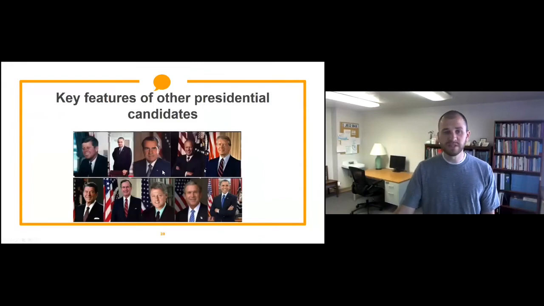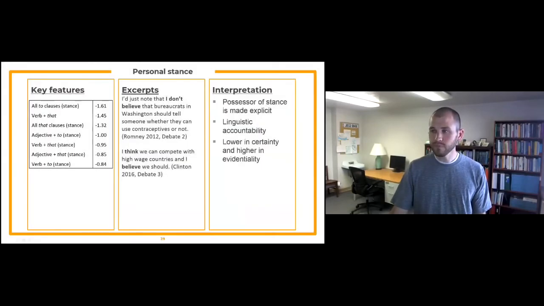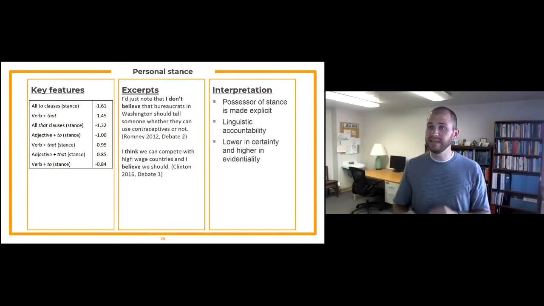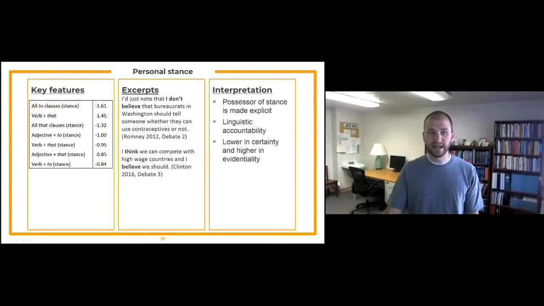Okay, let's jump to some of the key features of other presidential candidates. Here are the winners of the previous elections. We don't see the other candidates here, but everyone from JFK all the way to Barack Obama preceding Donald Trump. So to be clear, these are key features that are key for the presidential candidates other than Donald Trump. So everything I'm about to show you is strongly not associated with Donald Trump. These are things he didn't do that all of the other or at least some of the other presidential candidates relied heavily on. So there's this personal stance.